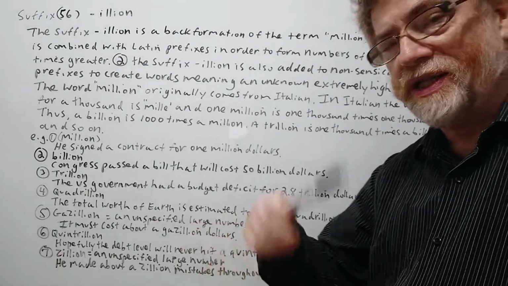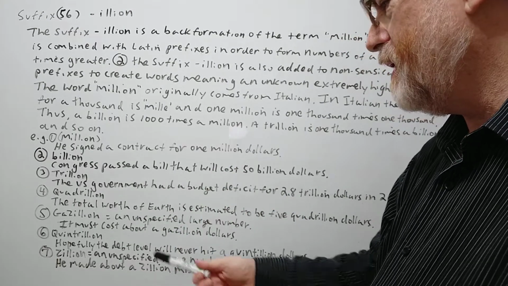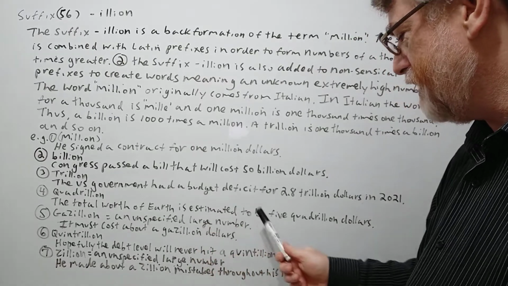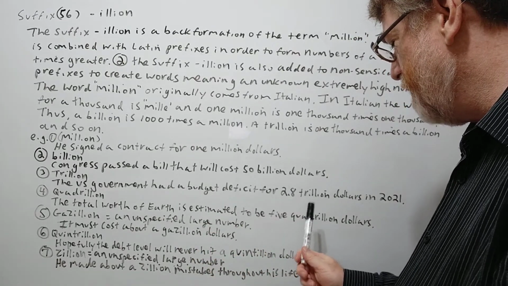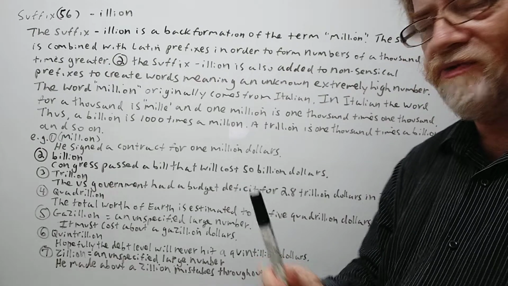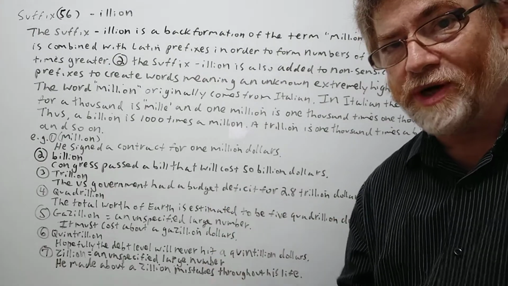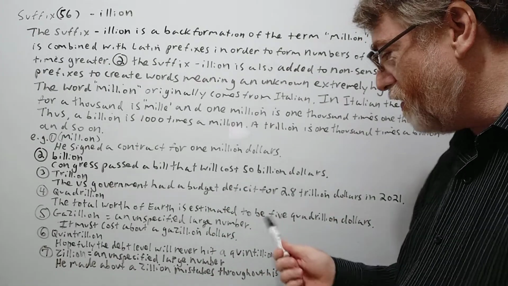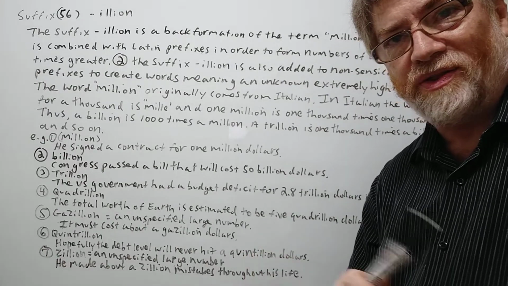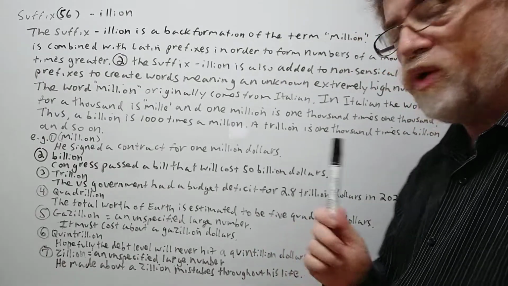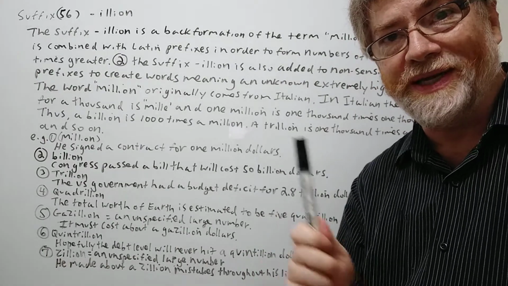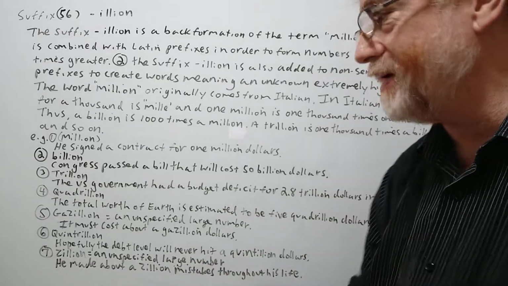Quadrillion, so that's actually after trillion. The total worth of Earth is estimated to be $5 quadrillion. So again, if you take 1,000 times a trillion, that's a quadrillion. All right, so the value of all the money on Earth is only $5 quadrillion. So that's how big a number that is.